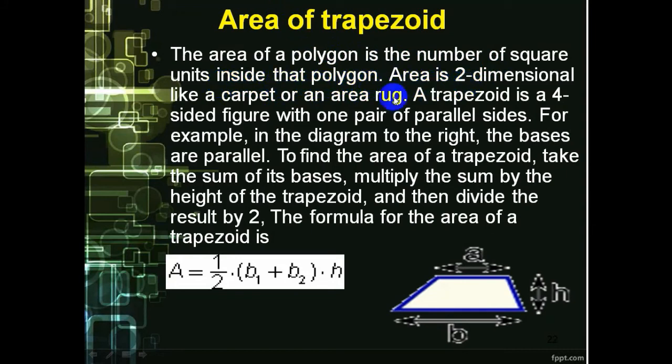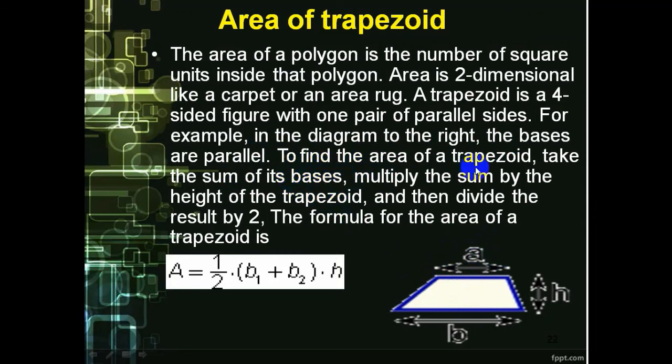Area is two-dimensional, like a carpet or an area rug. A trapezoid is a four-sided figure with one pair of parallel sides. For example, in the diagram to the right, the bases are parallel. B1 and B2 are the bases. We can say that suppose this is A and this is B.